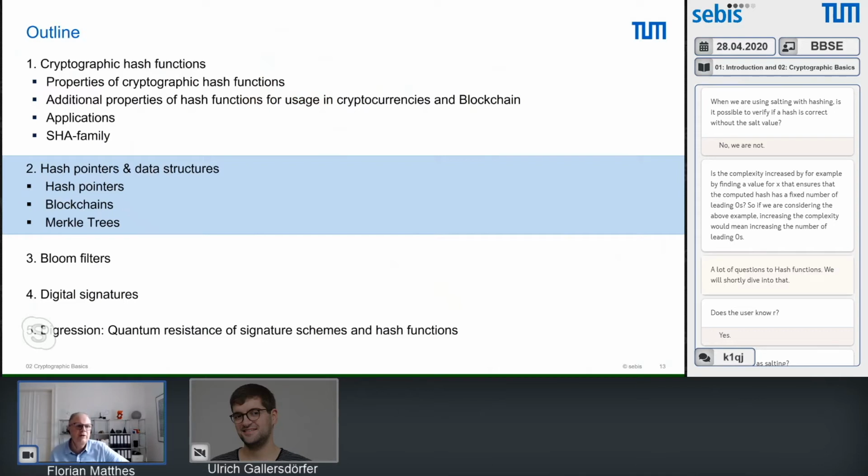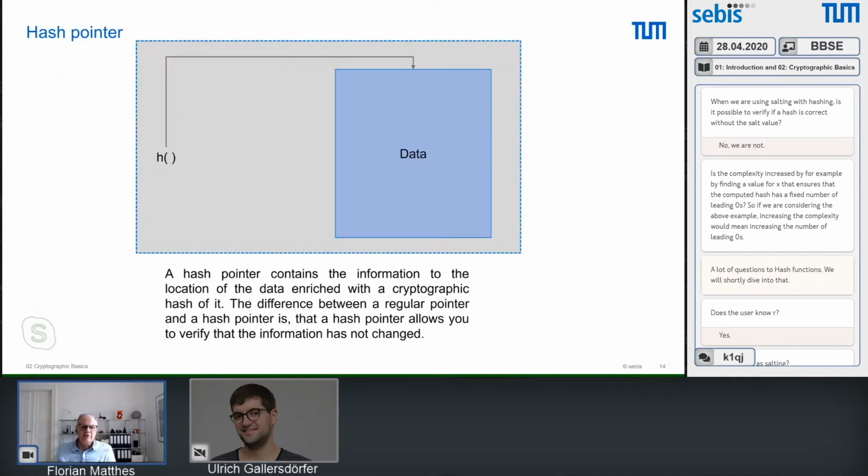Okay, so these are now the building blocks, the hash functions, for having cryptographically secure data structures. Because in the end, this is what we are interested in. We want to build data structures, in particular blockchains and Merkle trees, to work with secure data structures. Okay, time is fine. So therefore we have this idea of a hash pointer. I think all of you know pointers. A pointer is something where you have an address in an address space. That's typically what you see. So you have an address, and the address identifies a memory location in an address space.